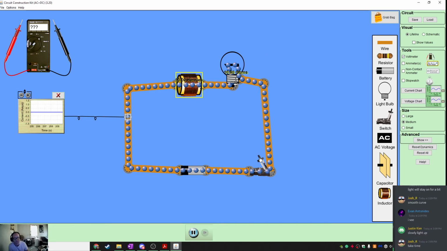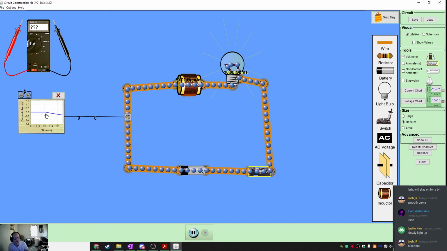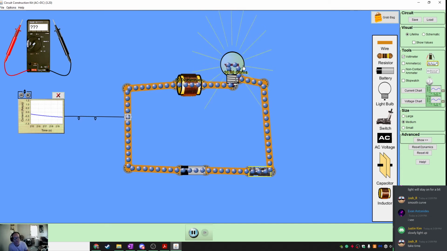Okay, so let's watch this. So here we go, closing it in 3, 2, 1. So gradually the current is building up to its maximum value. Slowly the light bulb is reaching its maximum value.